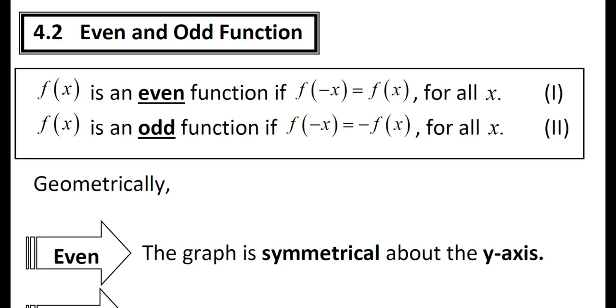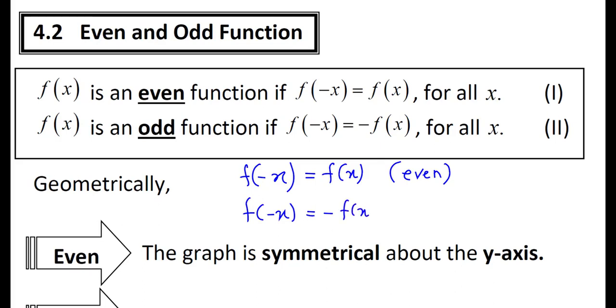Okay, section 4.2 is even and odd functions. We have to determine which one is even and which one is odd. You just need to know that for an even function, when you substitute negative x into the function and you get f(x), this one is even. And if you substitute negative x and you get negative f(x), this one is an odd function.